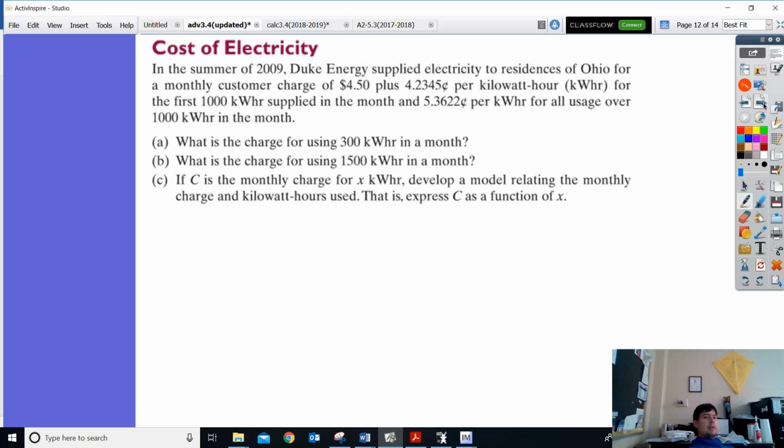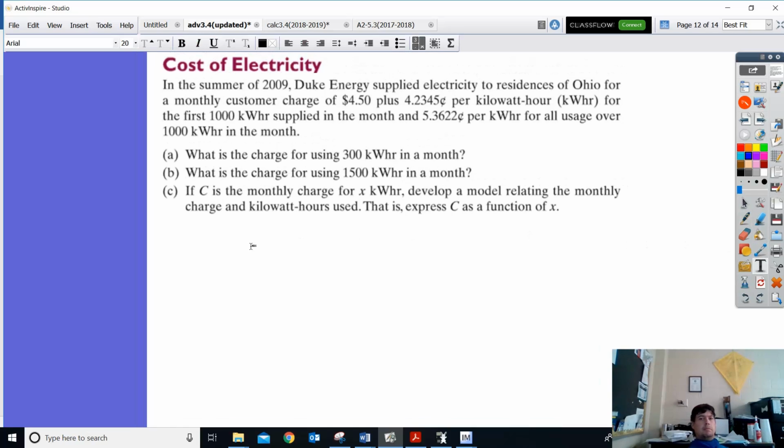All right, part A is what is the charge for using the first 300 kilowatt hours in a month? Well, that's pretty easy to figure out. What do you got to pay no matter what? $4.50. And for every kilowatt that you use, what do you pay?